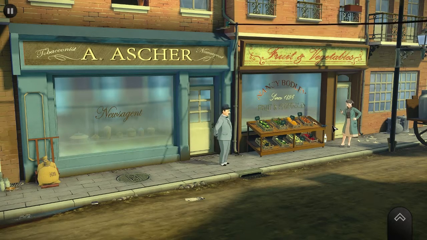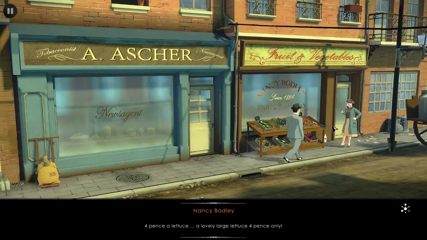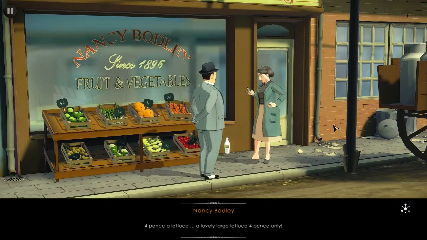Yeah, let's take a look at her first. 4 pence a lettuce, a lovely large lettuce, 4 pence only.